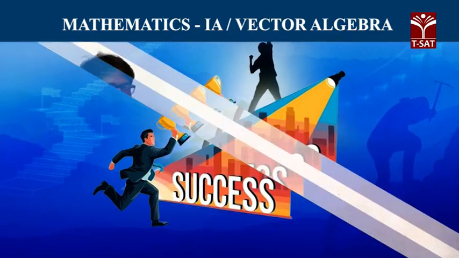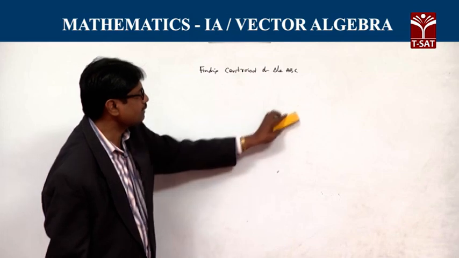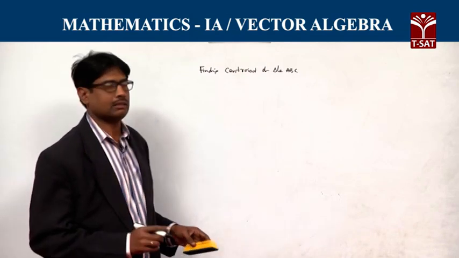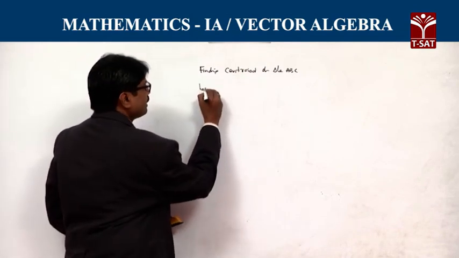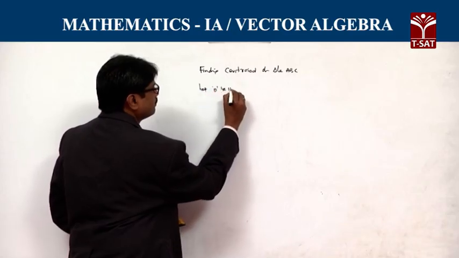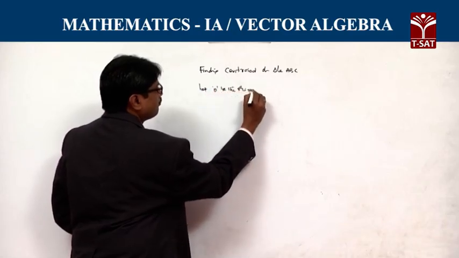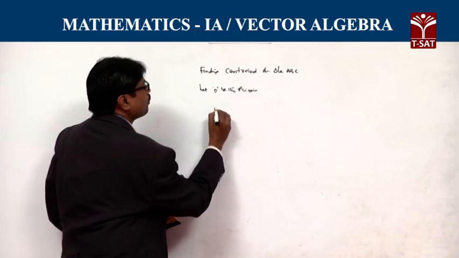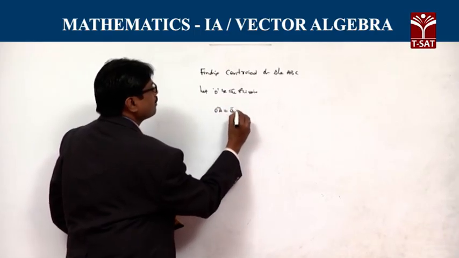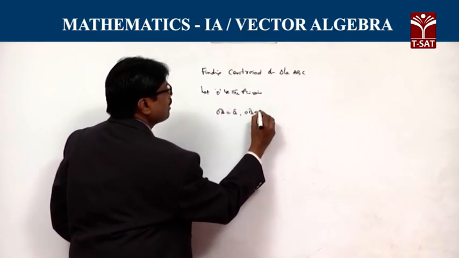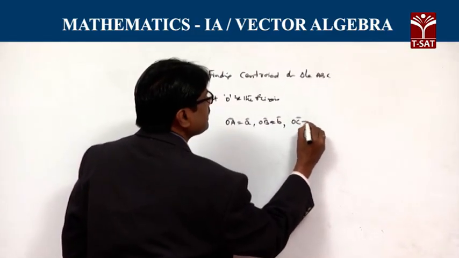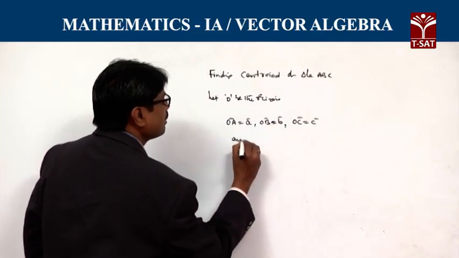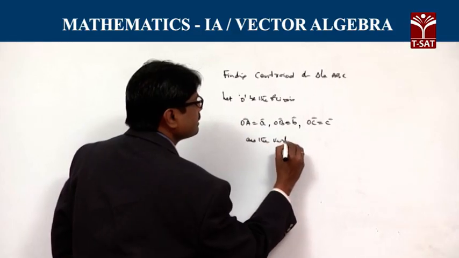Finding the centroid of the triangle ABC. To find the centroid of the triangle, let O be the origin, OA bar is equal to A bar, OB bar is equal to B bar, OC bar is equal to C bar, which are the vertices of a triangle ABC.